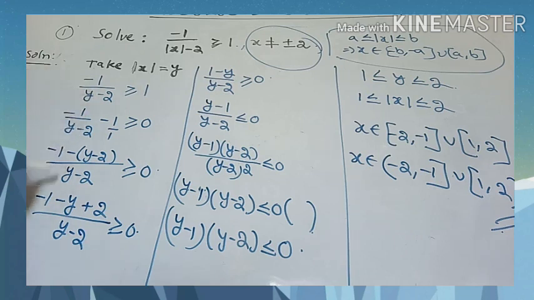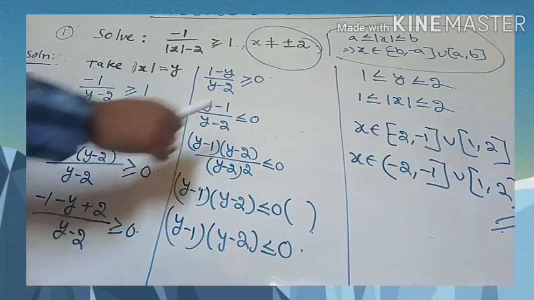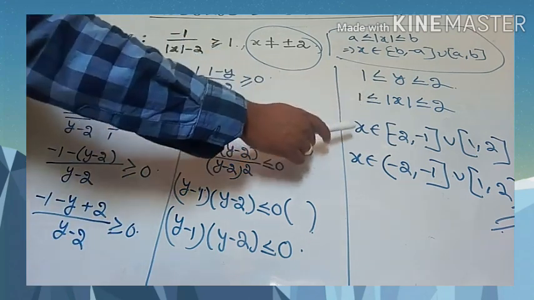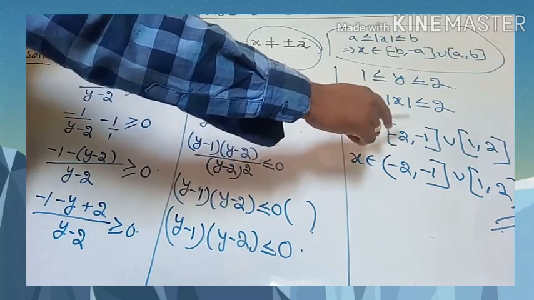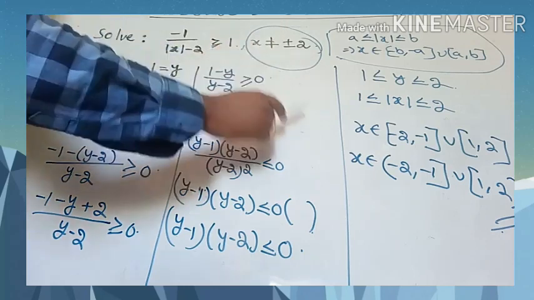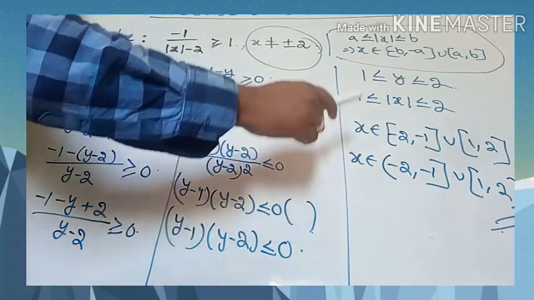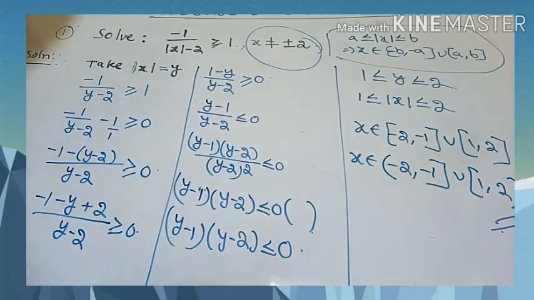The mechanism we followed here is the wavy curve method of intervals. By this result we got x belongs to the closed interval minus 2 comma minus 1 union 1 comma 2. But we know that x is not equal to plus or minus 2, so plus 2 and minus 2 are not included. That's why we have got the solution set like this.